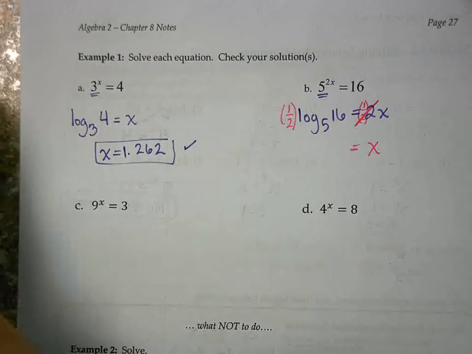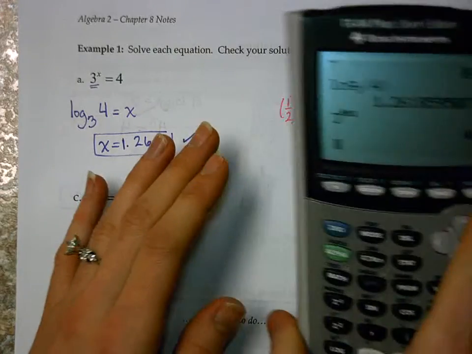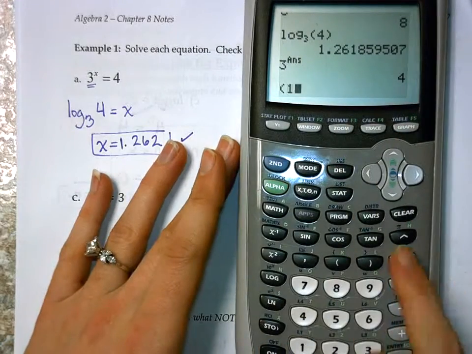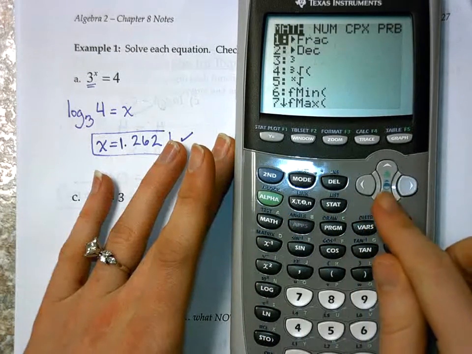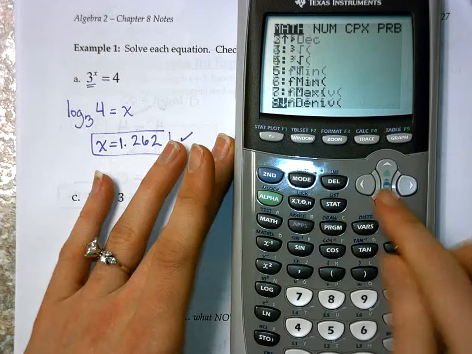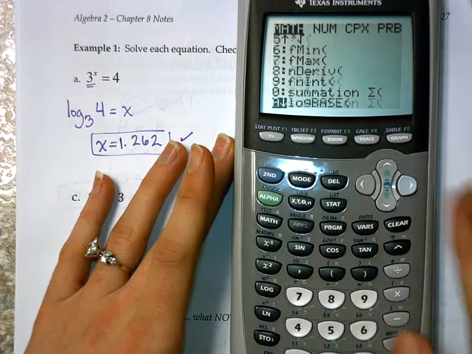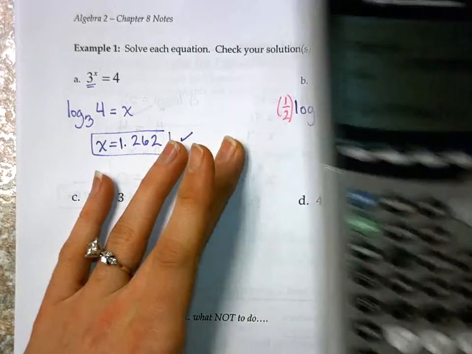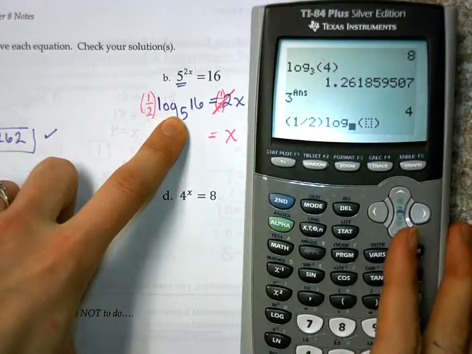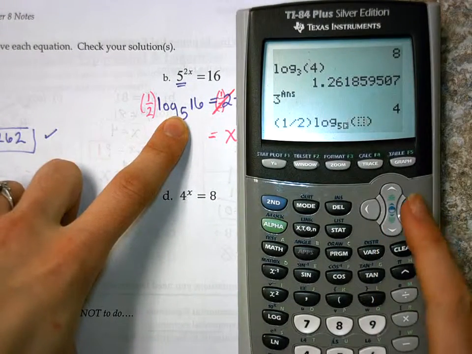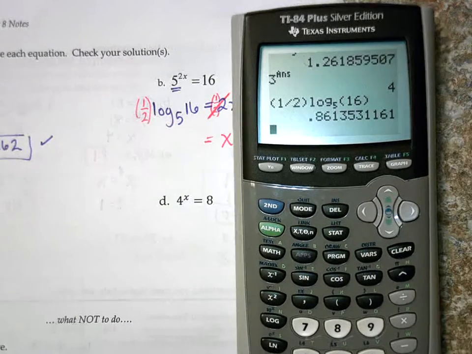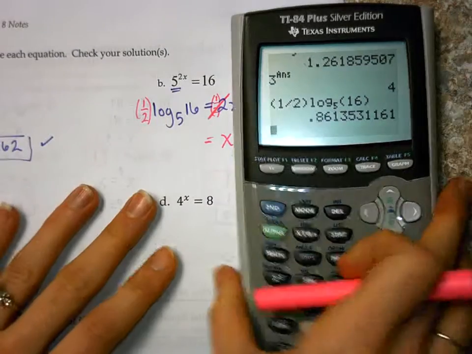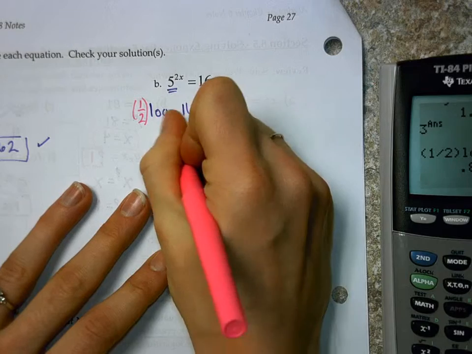And now I only have to plug this in one nice step. I would do 1/2 times, going to go to my math option to get my log, option A. And I'm going to plug in a base of 5 and an answer of 16, and I get an answer of 0.861. X is equal to 0.861.